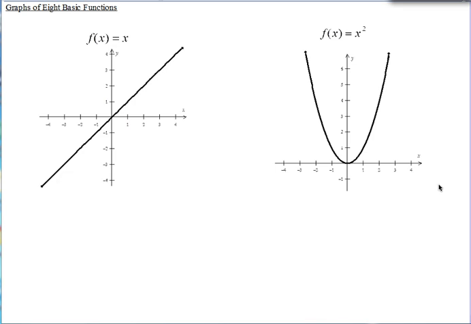These are notes for AP Calculus on the topic of graphing and transformations. So let's first take a look at some of the 8 basic functions. Basically, you should know what their graphs look like. To review those, make sure you do remember. So the first one is just f of x equals x, or y equals x.